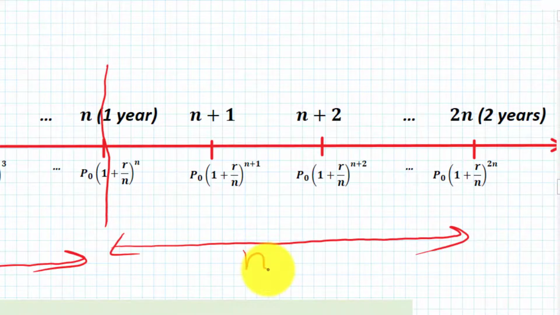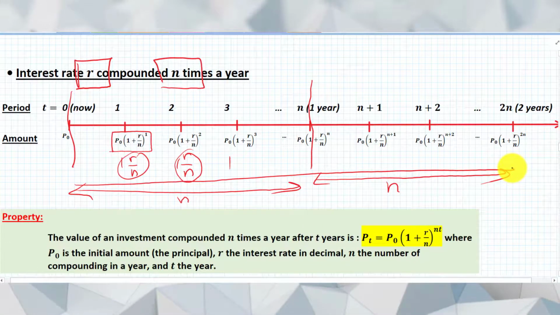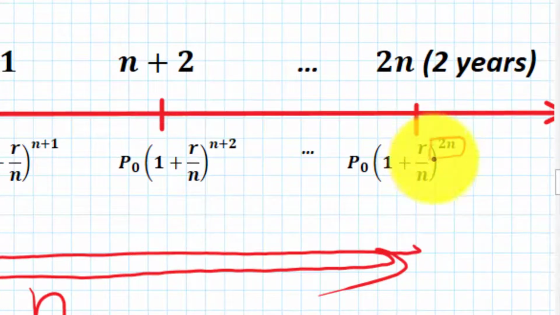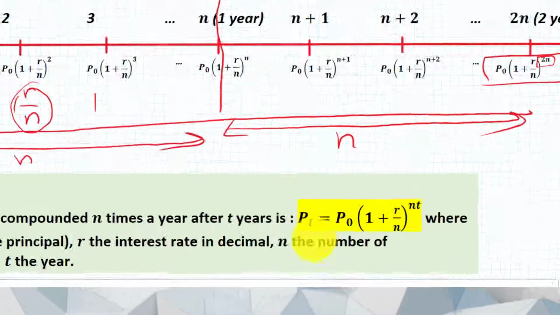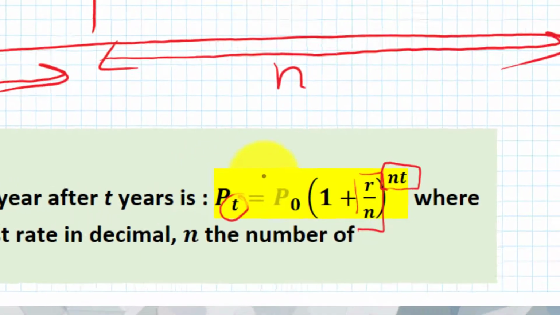Therefore, over the first 2 years, how many times did you add R over n interest rate? 2n times. So that's a formula at the end of 2 years. And in general, at the end of the tth year, you're going to have n times t compounding periods, and the interest you've added at every compounding period is R over n. That's a formula that describes an interest rate of R yearly compounded n times a year. Let's go over some examples.